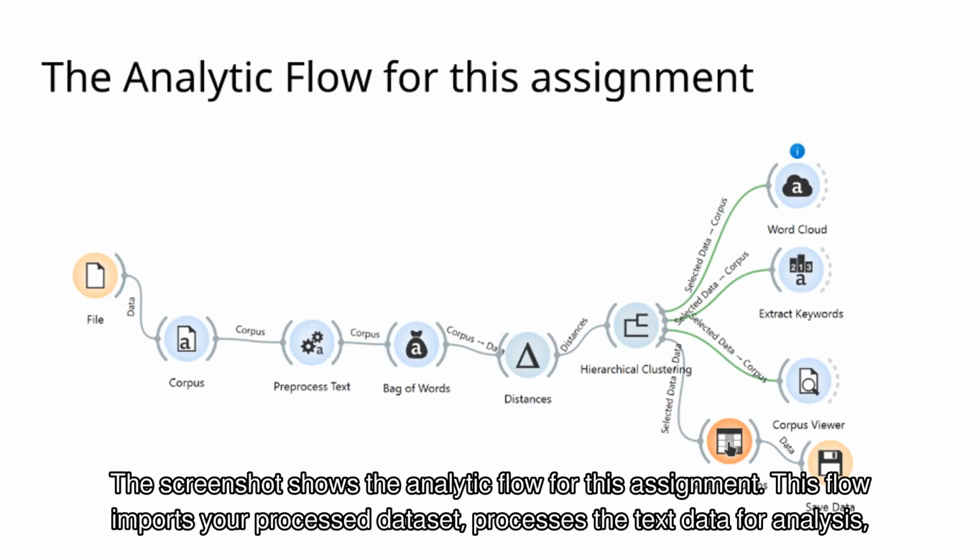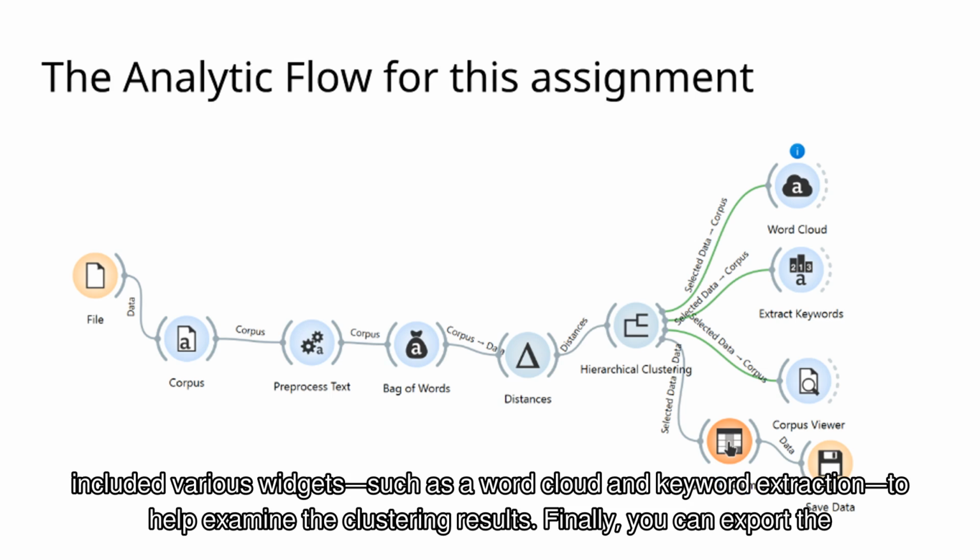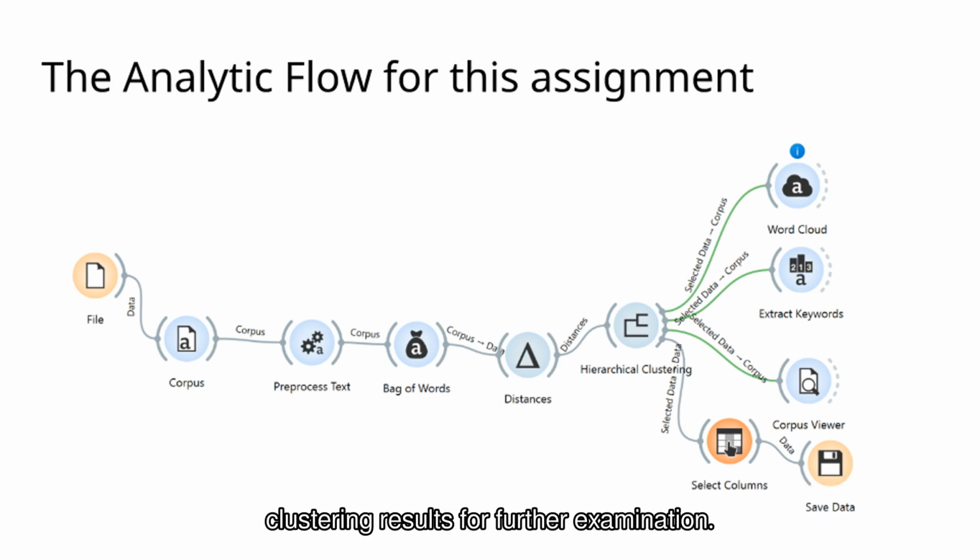This flow imports your process dataset, processes the text data for analysis, encodes the text using a basic TF-IDF approach, computes distances among articles, and performs hierarchical clustering. I have also included various widgets, such as a word cloud and keyword extraction, to help examine the clustering results. Finally, you can export the clustering results for further examination.